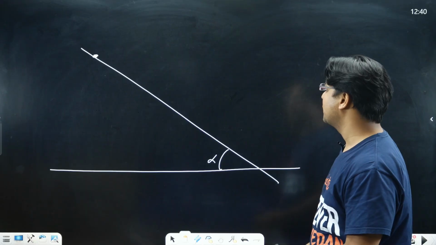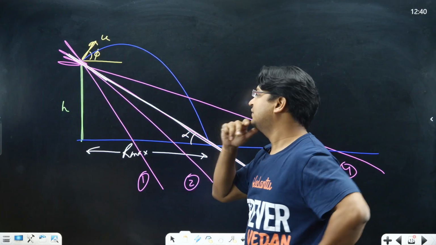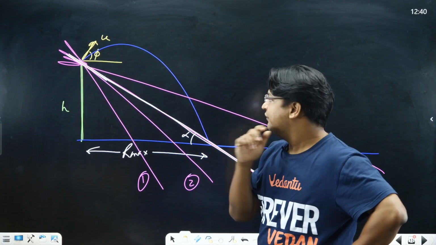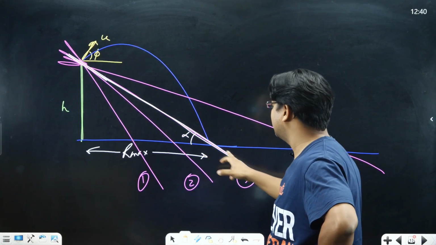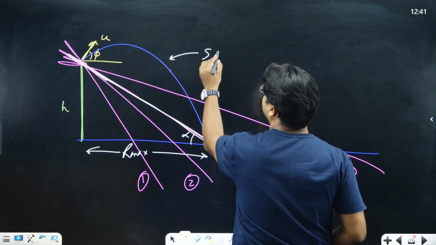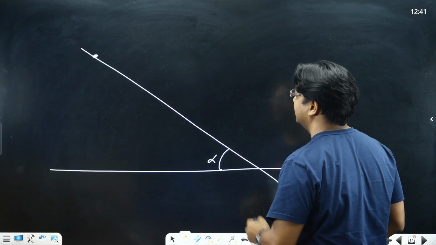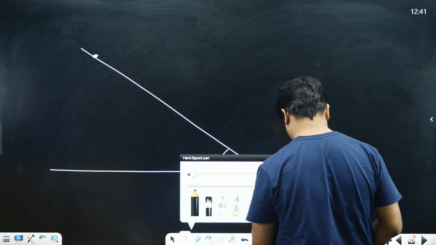Okay, let me go back. This is the inclined plane, this angle is alpha, we are throwing from here and we want to get maximum range along the inclined plane. I think this same trajectory will be the answer to this question.